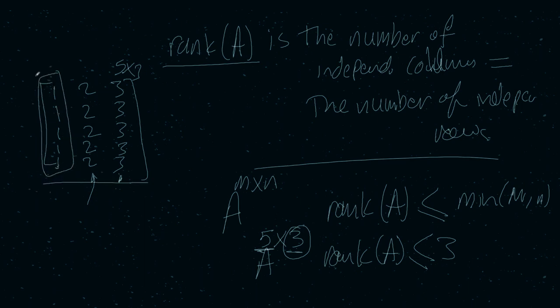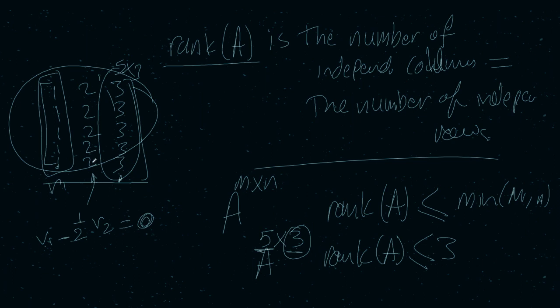We have only one independent vector, because if we call this v1, then v1 minus 2 half times v2, the result is 0. Okay, so v1 minus half times v2, the result is 0. And of course the same for the third column. So the rank of this matrix is equal to 1.